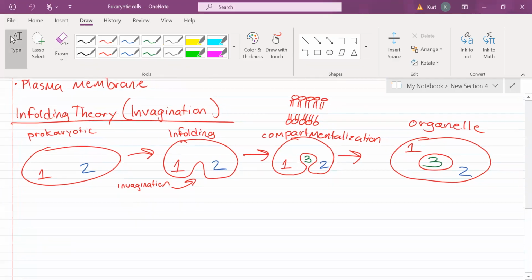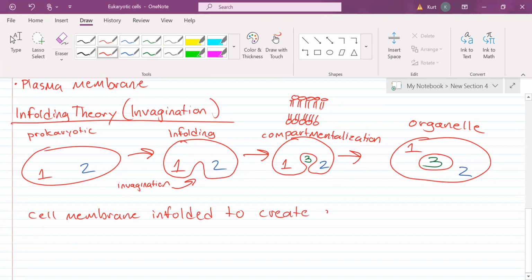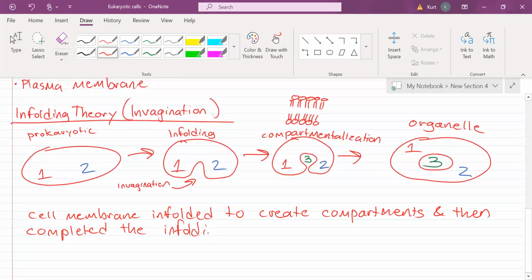So let's go over what's happening. Cell membrane infolded to create compartments, and then completed the infolding to create organelles. And the whole goal was to be able to compartmentalize, so you can have multiple processes going on without interfering with those other processes all at the same time.